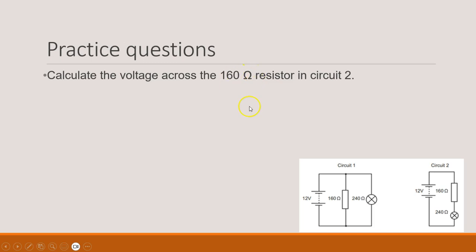Calculate the voltage across the 160 ohm resistor in circuit 2. So if I want to work out the voltage across this resistor alone, I need to use the current flowing through this resistor, which is 0.03 amps, and the resistance of this resistor, which is 160 ohms. V is equal to I times R, which is 0.03 times 160. So the voltage across this resistor over here will be 4.8 volts of the total 12 volts.